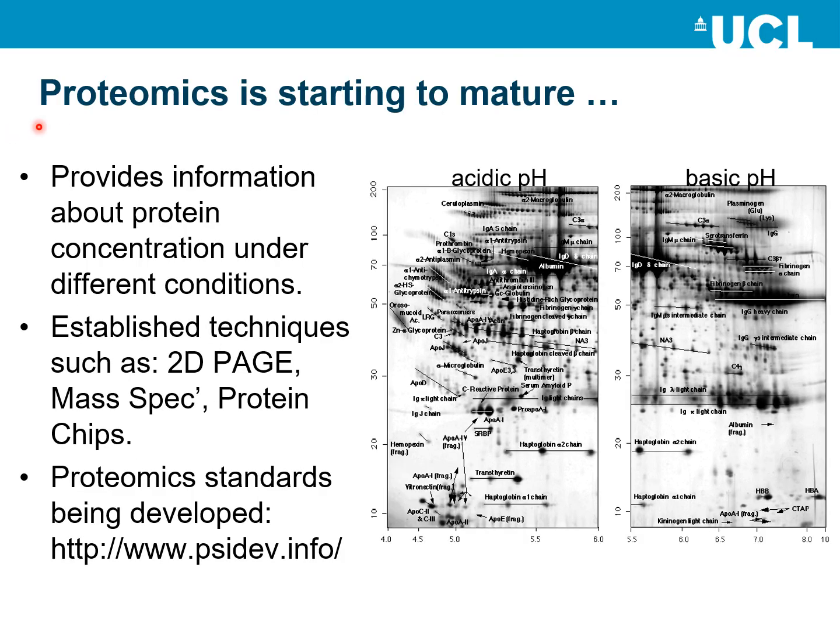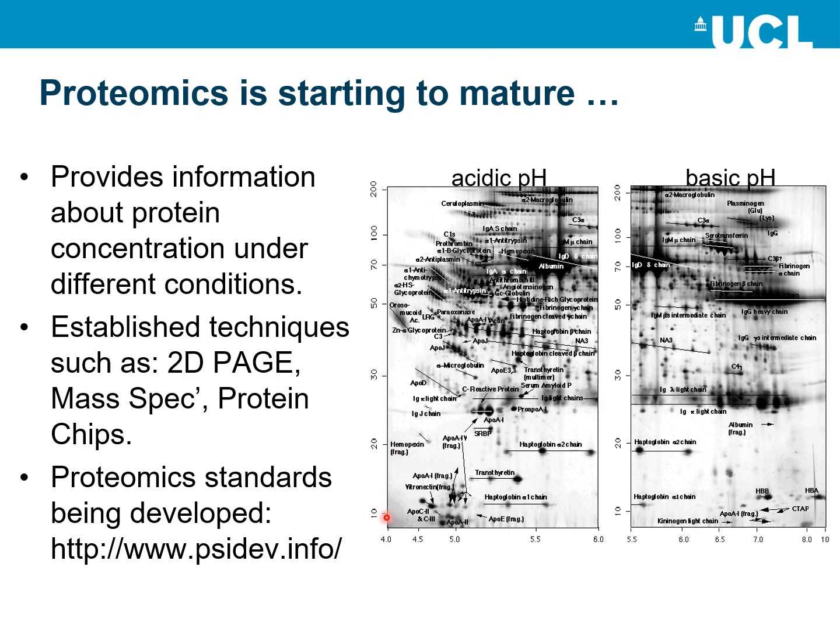So the third type of omics technology is proteomics. This is where we measure the protein concentration under different conditions within samples. There are a number of experimental techniques like 2D page.